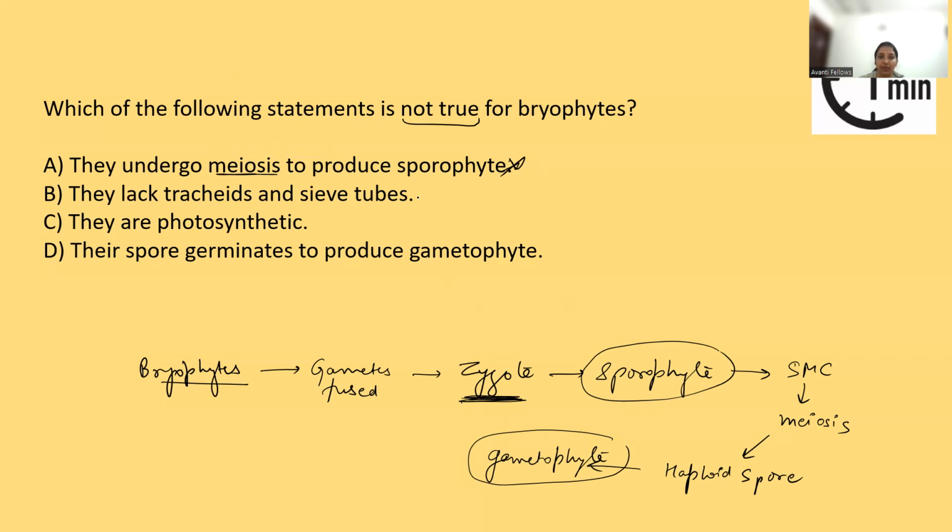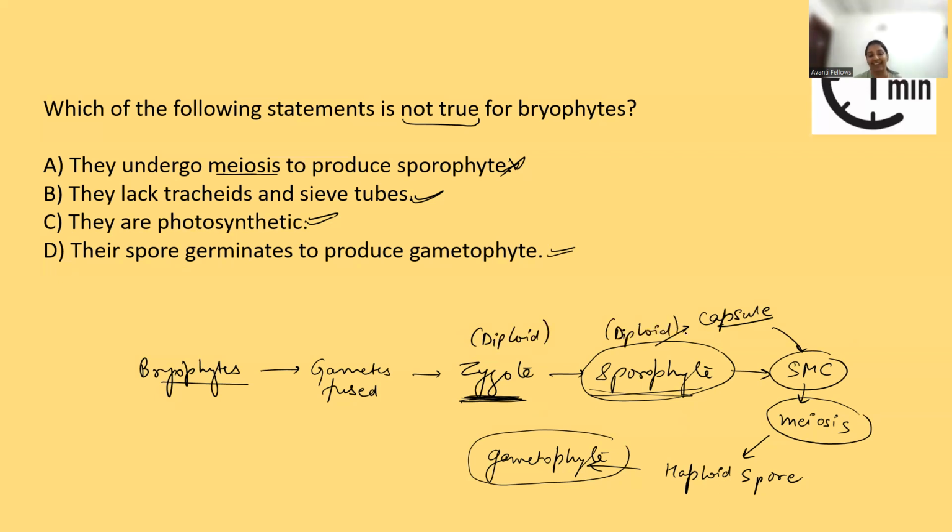They lack tracheids and sieve tubes. Absolutely correct. It does not have conducting tissues. They are photosynthetic, absolutely correct. D, their spores germinate to produce gametophyte. This is also correct. You can see the sporophyte has a capsule. In the capsule, spore mother cells are present. In the spore mother cell, meiosis occurs because the zygote is diploid. The sporophyte will also be diploid because it is developed from the zygote.